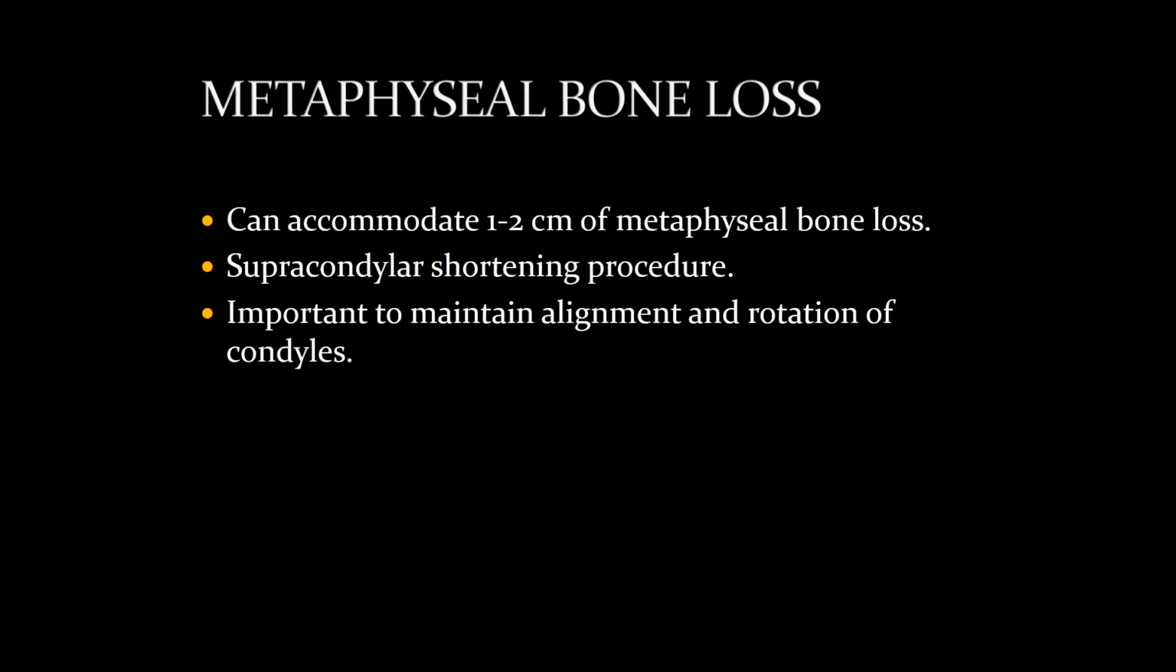If you have metaphyseal bone loss, you can accommodate a loss of between 1 and 2 centimeters of metaphyseal bone and do a supracondylar shortening procedure. But it's very important to align the rotation of the condyles and get that correct.